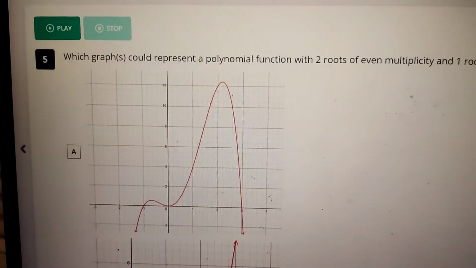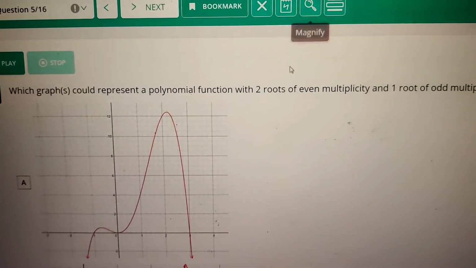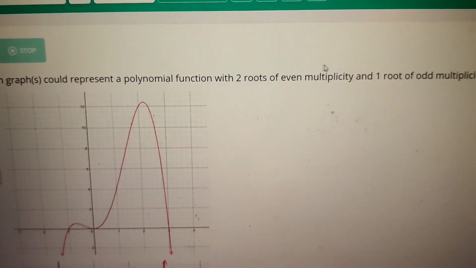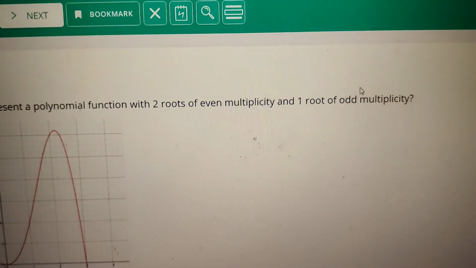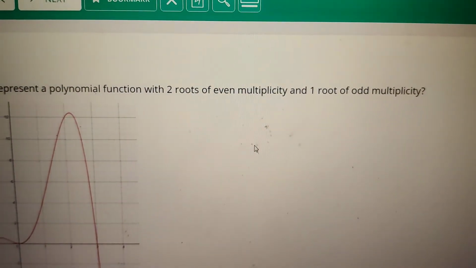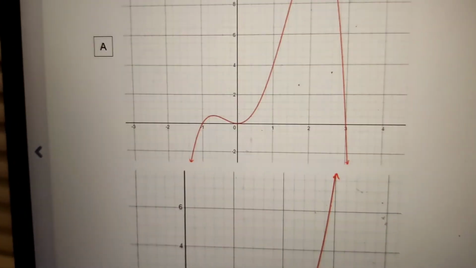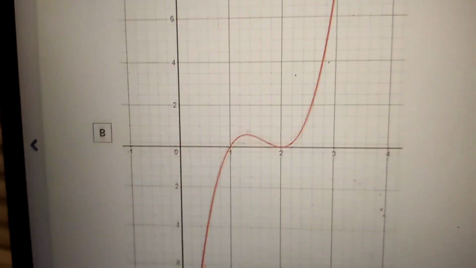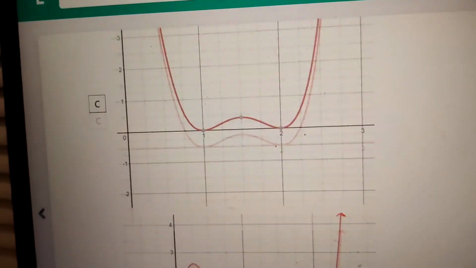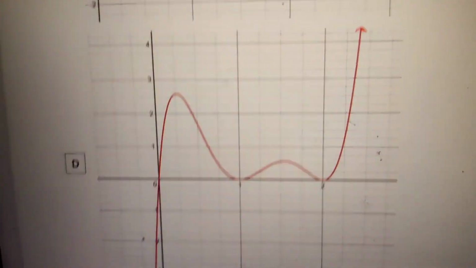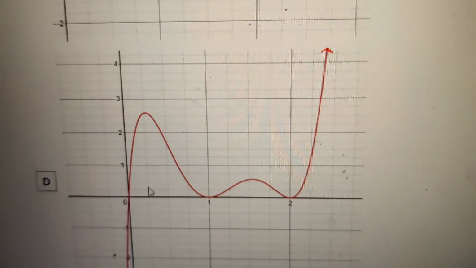All right, question 5. Which graphs could represent a polynomial function with 2 roots of even multiplicity, right? That means those 2 roots bounce. And 1 root of odd multiplicity, that means it crosses. All right, so does that have 2 roots bouncing? No, just 1. What about that one? No. That one has 2 roots bouncing, but it doesn't have another one. And that one, our last one here, has 2 roots bouncing and 1 that crosses. So it is going to be D.